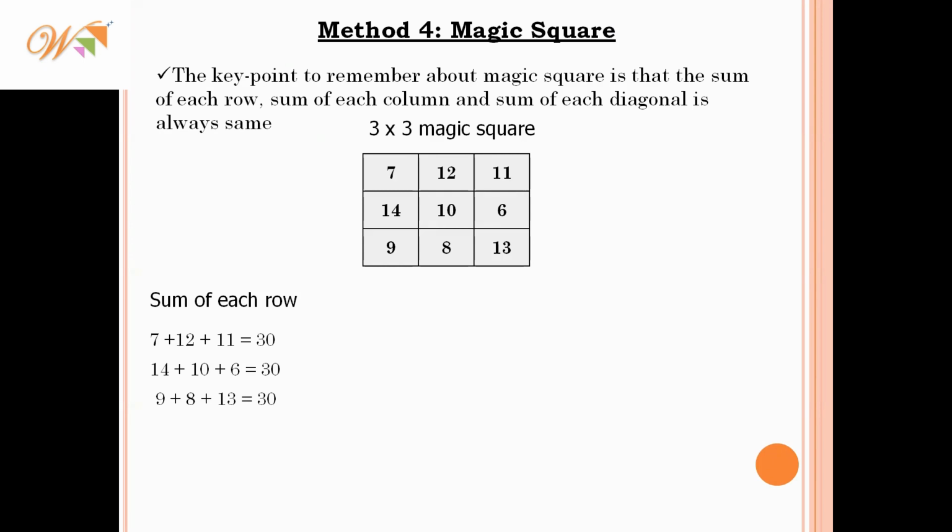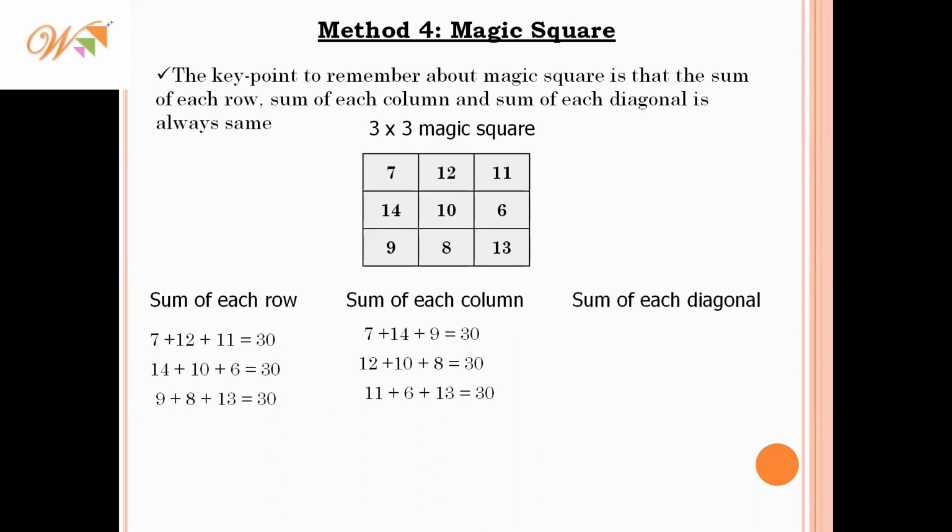Let's look at the sum of each column. The first column is 7 plus 14 plus 9. The second column is 12 plus 10 plus 8. The third column is 11 plus 6 plus 13. Whatever you do, every time you get 30. Let's see the sum of each diagonal. The first diagonal is 7 plus 10 plus 13.